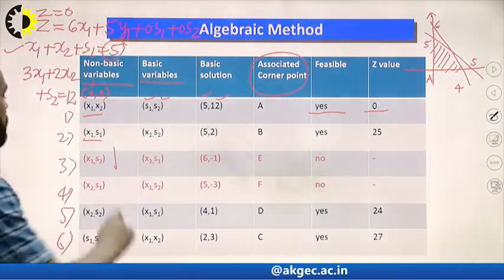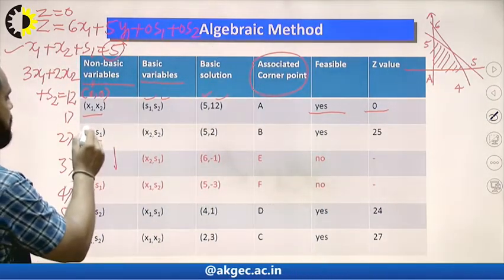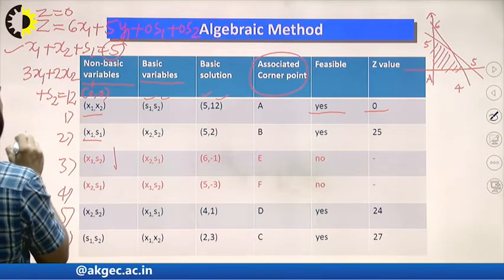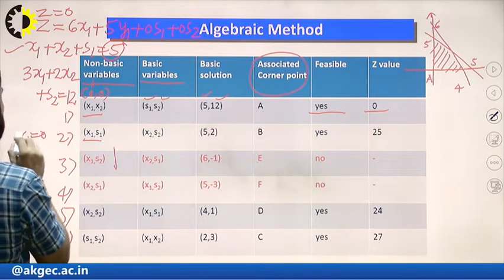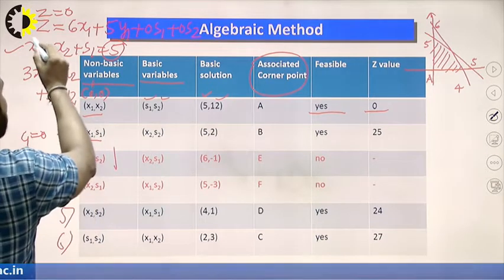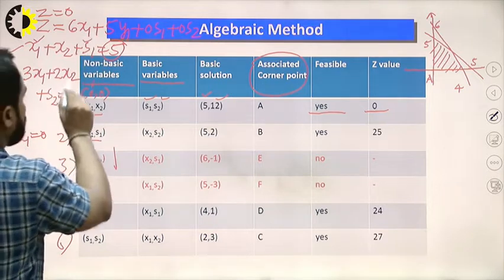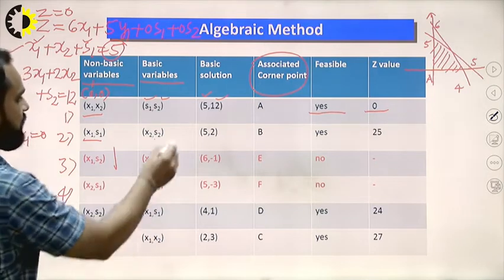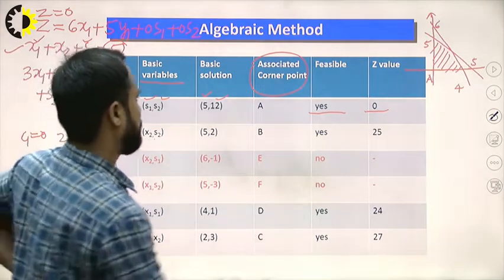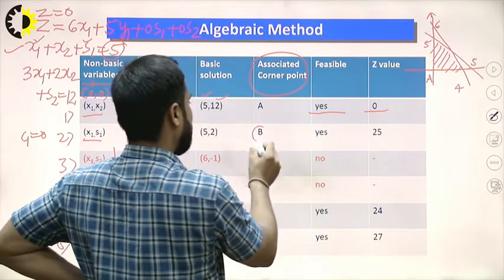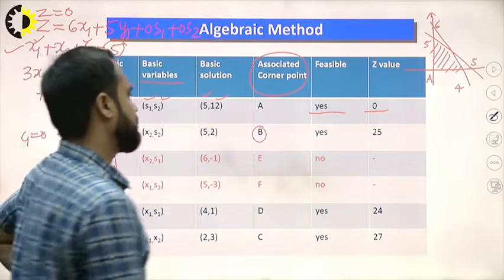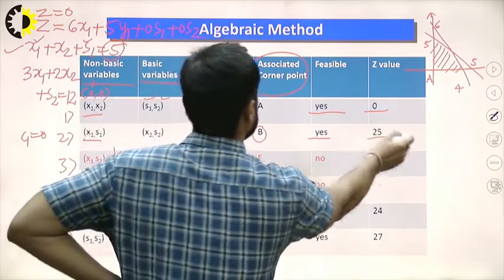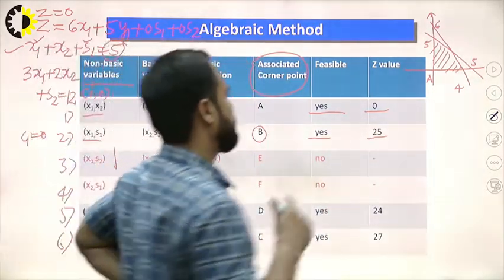Now we have changed the combination. We are taking x1 equal to 0 in this equation, and s1 equal to 0, so x2 will be 5 and s2 will be 2. When s1 is 0 and x2 is equal to 5, we are able to obtain the corner point B, and the feasible region is yes. We are in the feasible region and the value of the objective function is 25.